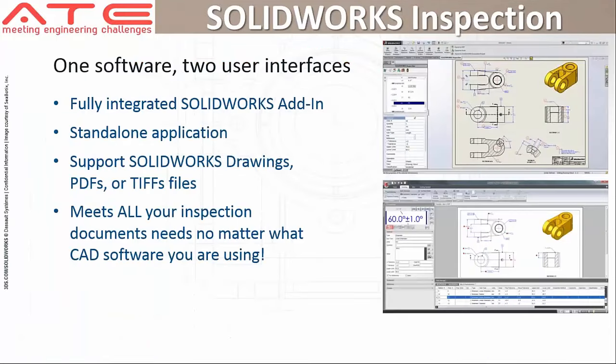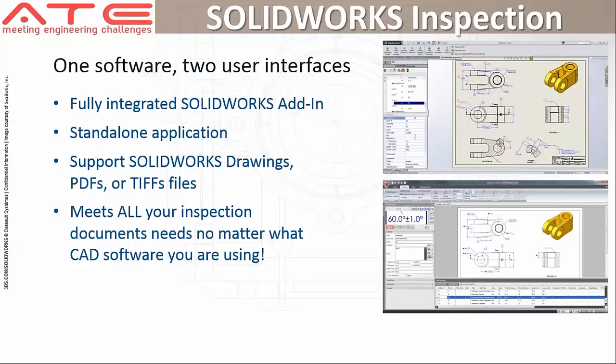So how can SolidWorks Inspection help this process, so that you can reduce the errors and increase the quality of your inspection report? SolidWorks Inspection is basically a tool which is an add-in for SolidWorks. It is one software with two user interfaces. For SolidWorks users, it's an add-in which you can use inside SolidWorks, so you don't need to use another interface. The standalone application is basically for PDF and TIFF files, to support other software files. If you don't have SolidWorks, you can still use the standalone application.